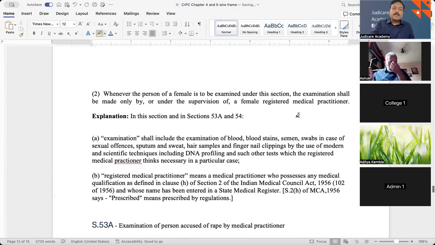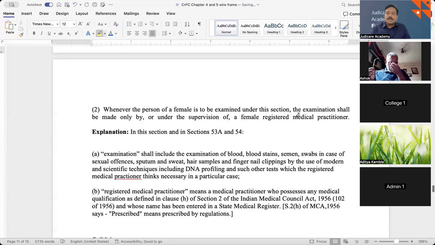And whenever a female is to be examined, the examination shall be made only by or under the supervision of a female registered medical practitioner. And for that sake, the constable or the police officer is also female.